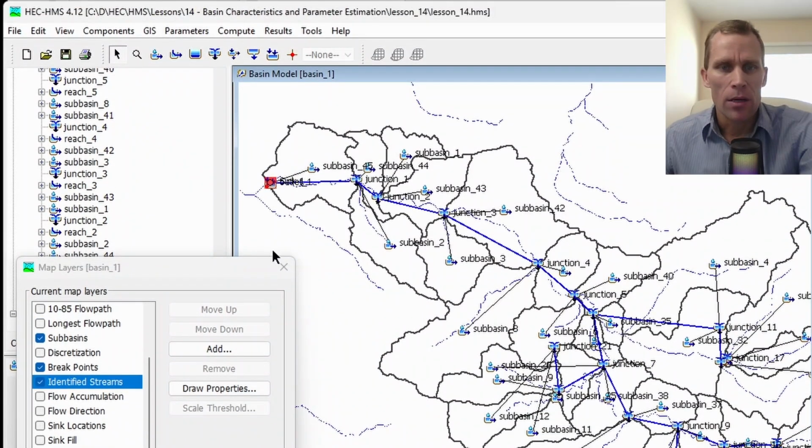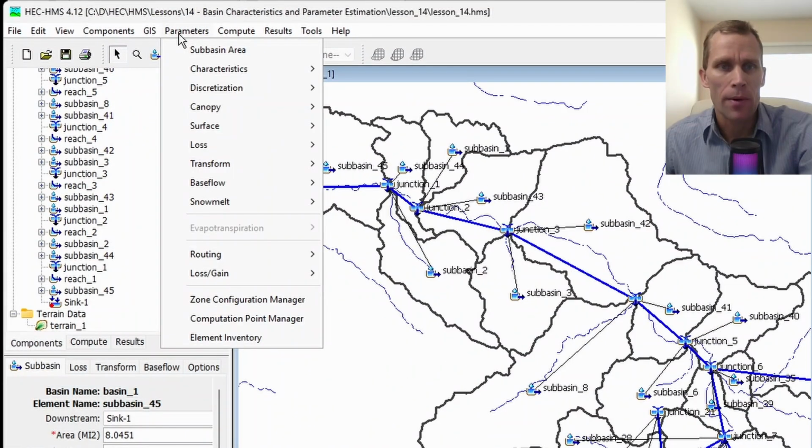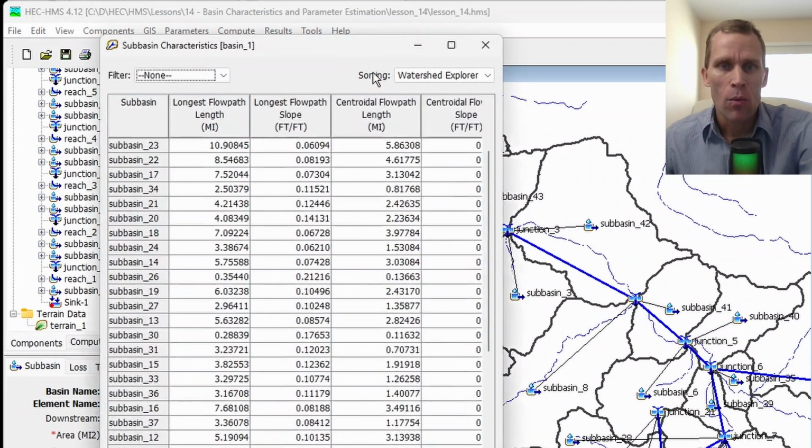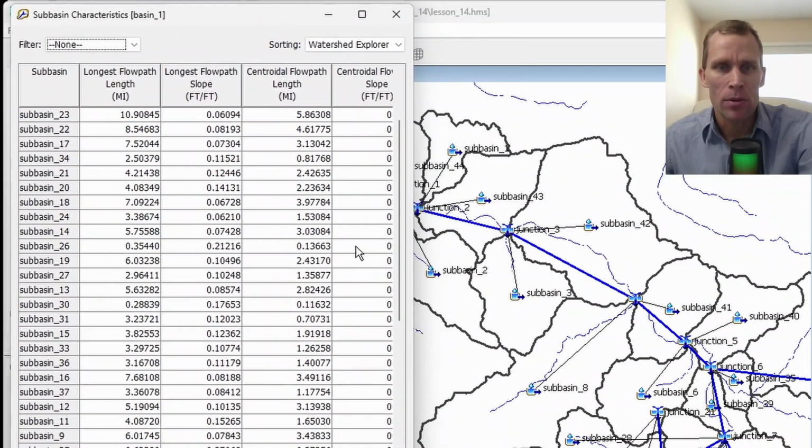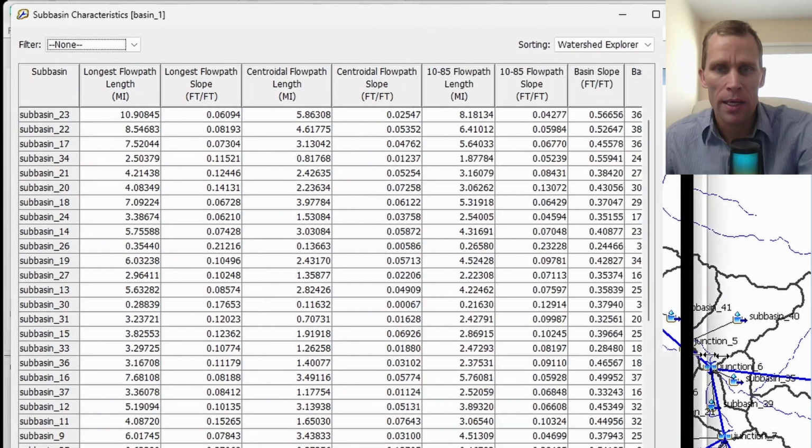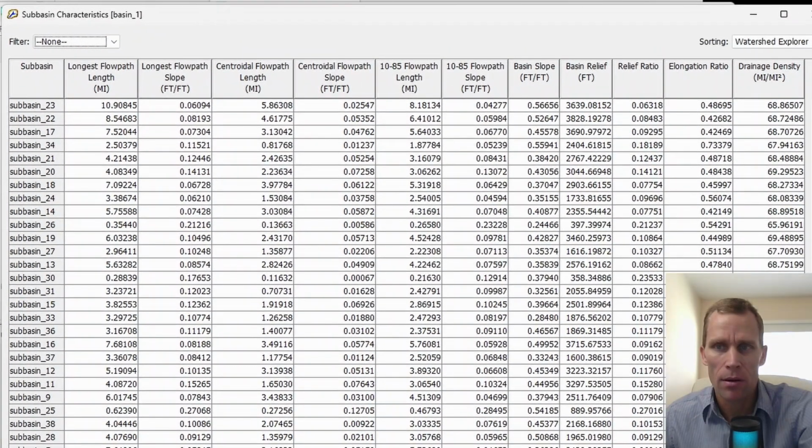So let's start by going up to the parameters and then characteristics. Now we have two options here. It's subbasin or reach. This is going to give us data about all the subbasins or about all the reaches. So let's start with subbasin first. When I click that, I get a table that is actually fairly wide and has a bunch of data. So here are all the fields here as I expand out to the right side to show everything.